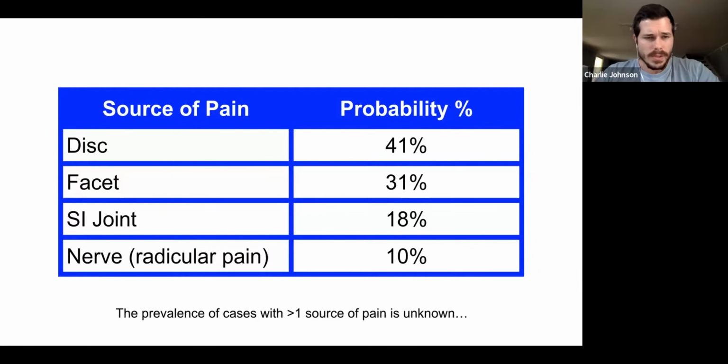Now, look, the other thing too is a lot of times I get comments of like, well, could it be this and could it be that? Well, it could, but the prevalence of these cases with greater than one source of pain is just unknown. We don't have a whole lot of studies to say like, hey, this percentage of people have both a disc and SI joint, or a facet and SI joint, or an SI joint and a nerve problem. All right, so just know we're trying to isolate things, just one source of pain in these studies.